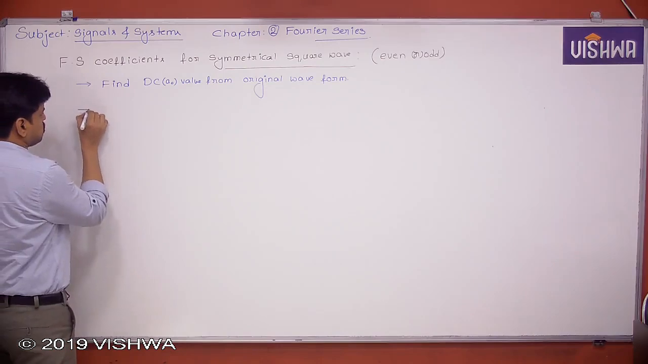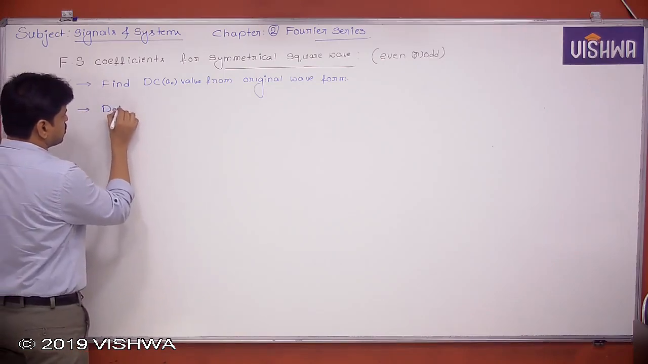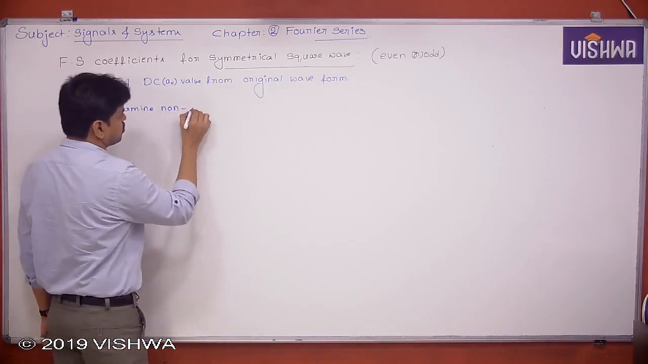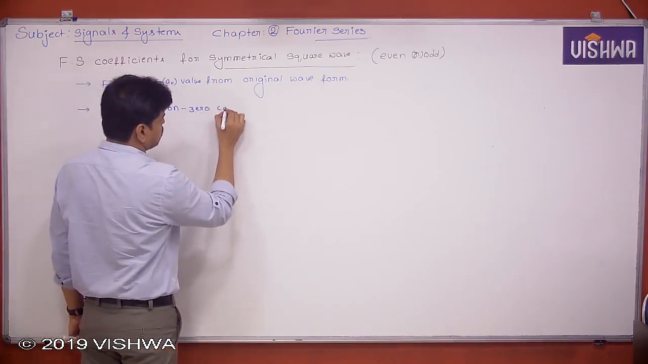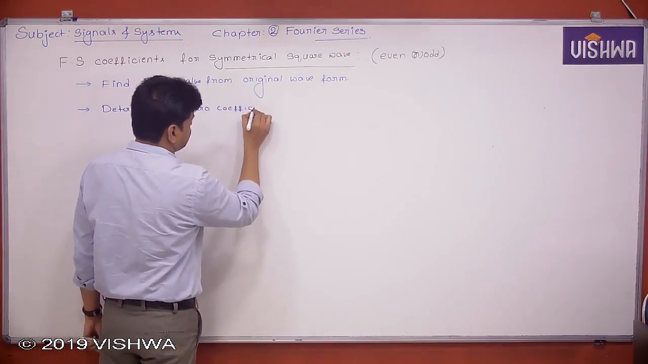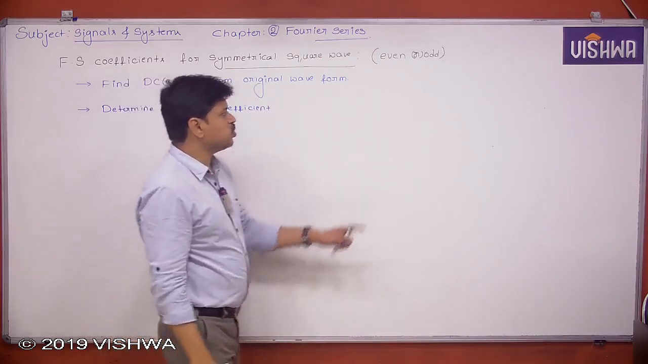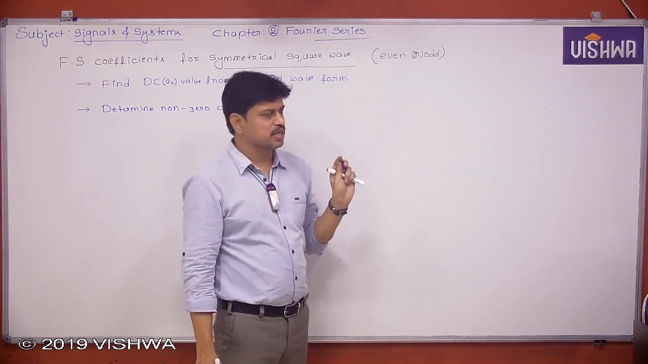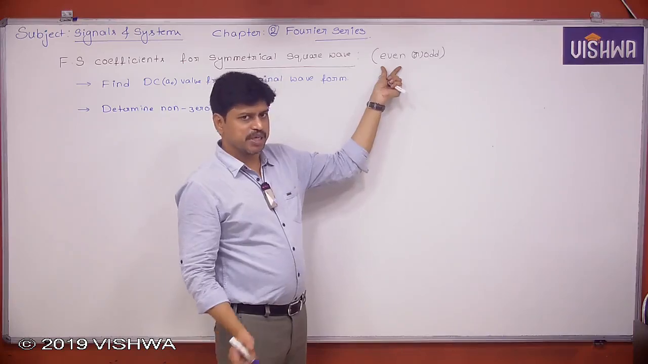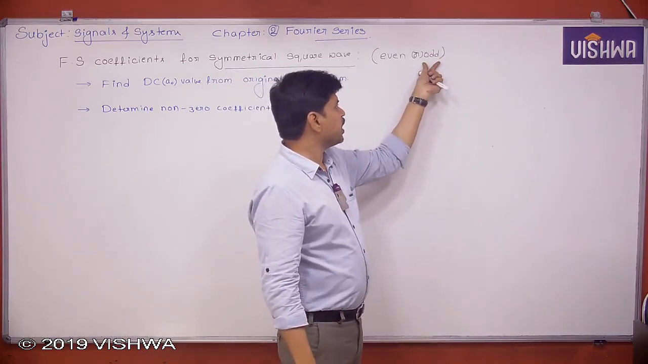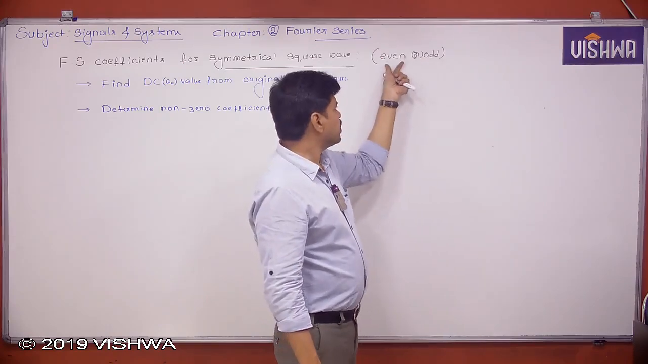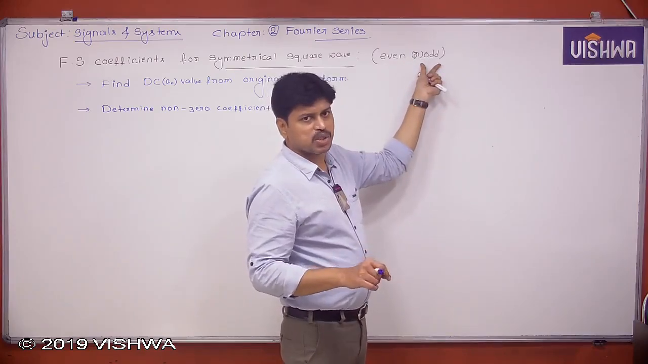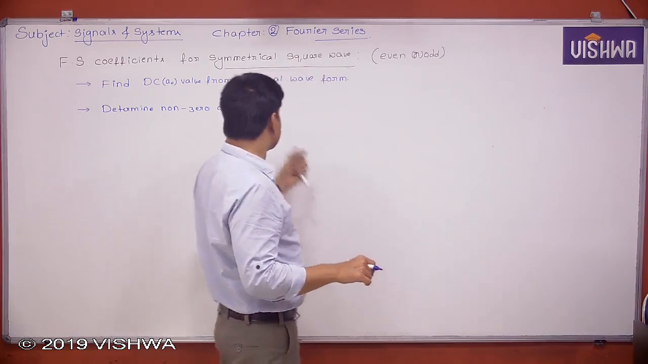Next, determine the non-zero coefficient. Why? Because I told you, whatever formulas we are applying are valid only for even or odd symmetry. That means if it is an even symmetry, definitely Bn is equal to 0. If odd symmetry, An is equal to 0. So for even symmetry, the non-zero is An. For odd symmetry, the non-zero is Bn. I hope you understood. So that's what we have to determine.